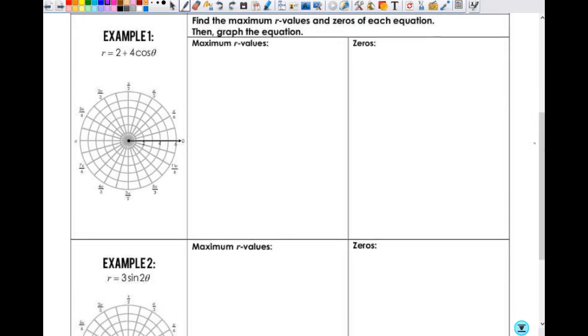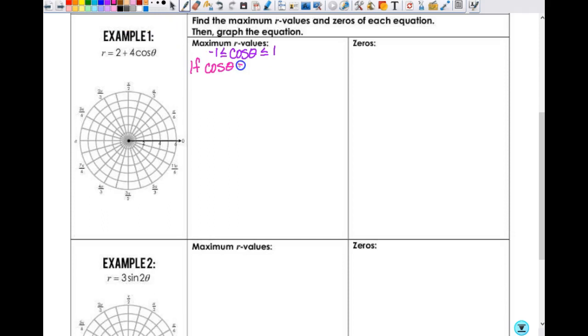And so here, this first example, we've got this equation right here. Okay, so we want to find the maximum R values. If I take the cosine of theta, what is the biggest number I can get when I take just the cosine of theta? 1. And what's the smallest? -1, right? Smallest I can get is -1. Biggest one I can get is 1. That's it. So cosine of theta, whatever it is, has to be less than or equal to 1 and greater than or equal to -1. Make sense?